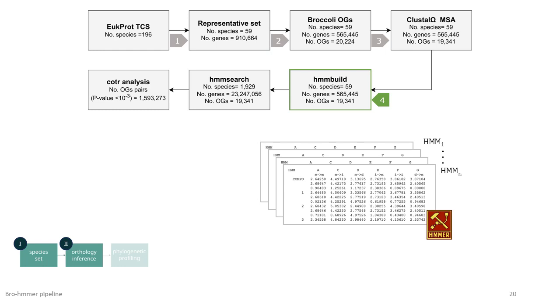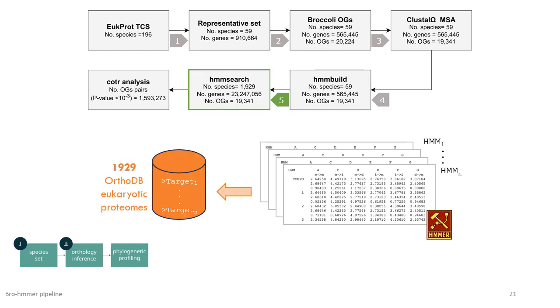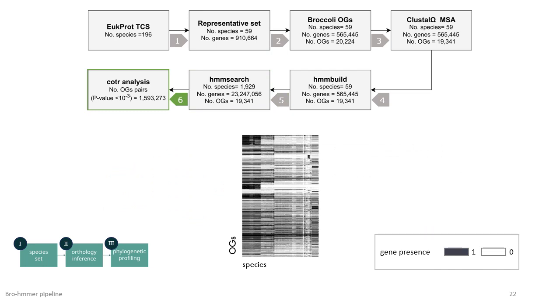Subsequently, we built the Markov model profile of each multiple sequence alignment with HMMER build. Every model was used as input for HMMER search to detect homologs across 1929 eukaryotic proteomes in OrthoDB FASTA proteomes. As the final step, we applied cotransition analysis to assess the similarity between phylogenetic profiles constructed from the presence-absence orthogroup vectors in the 1929 species.